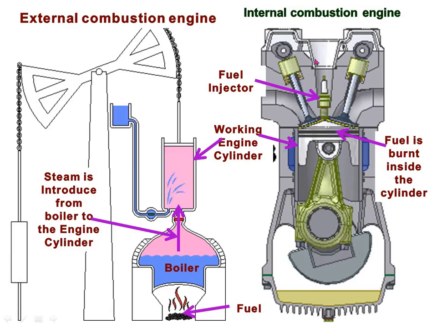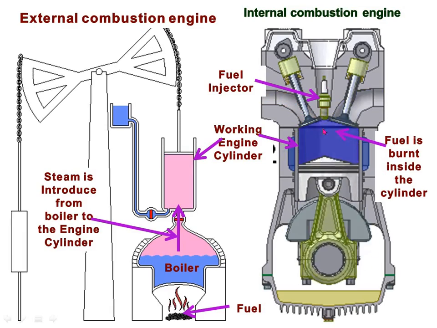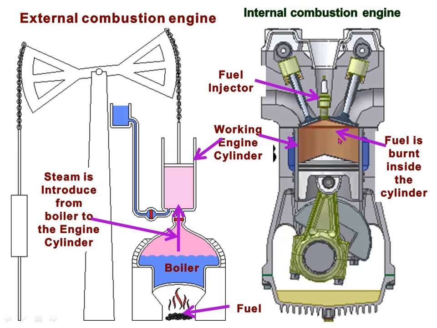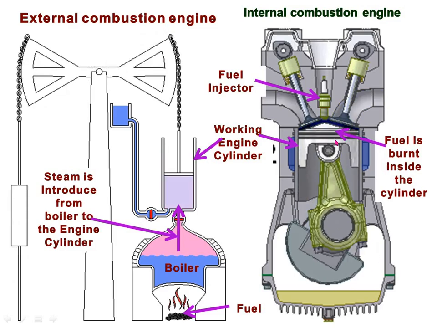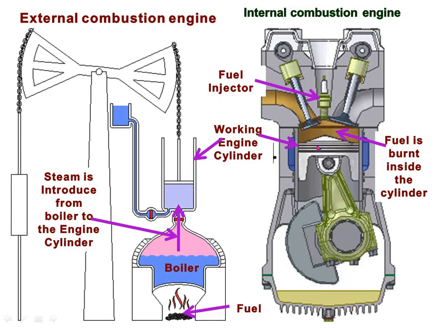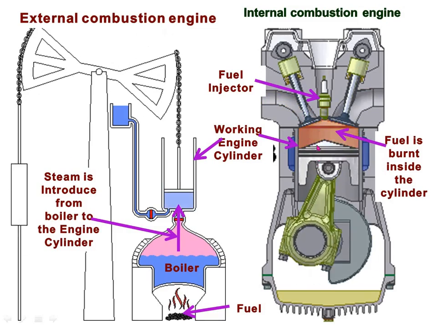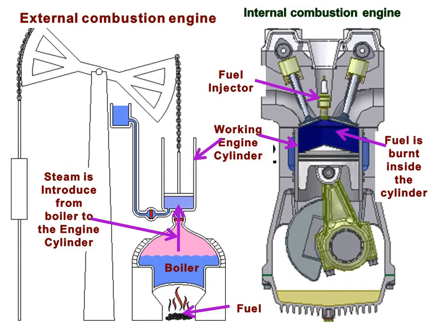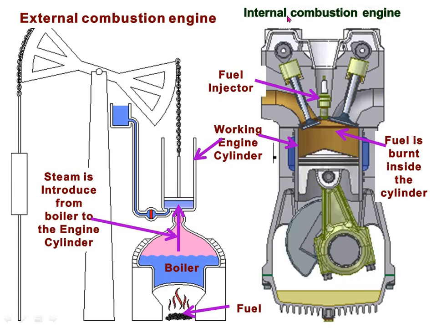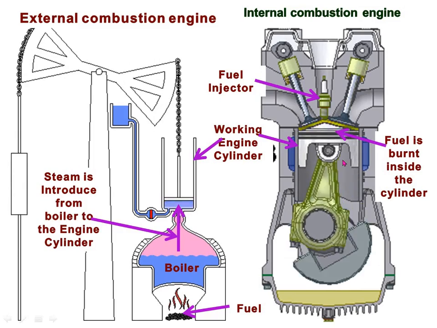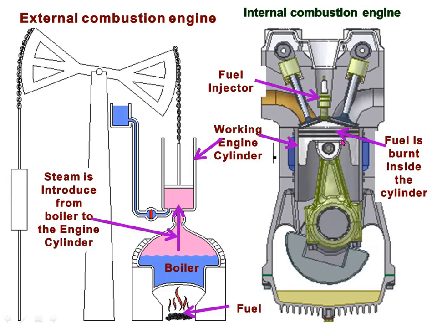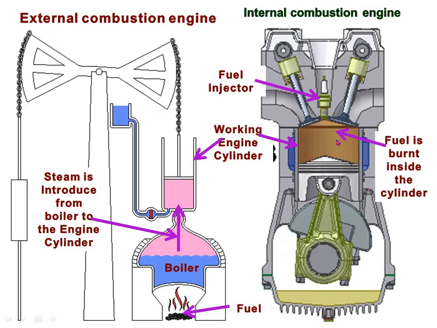And here, by the fuel injector, at the proper time fuel is injected into the cylinder, and due to the highly compressed hot air, the fuel is burnt inside the engine cylinder and produces pressure on the top of the piston and pushes the piston downward. That is the power stroke produced in the engine. So here our working substance, heat, is produced within the engine cylinder. So it is an internal combustion engine. That heat is produced by the burning of fuel.